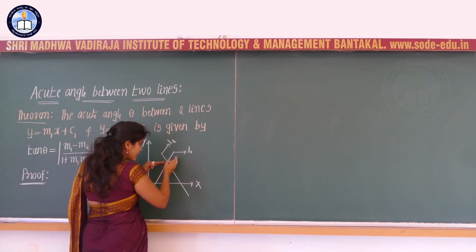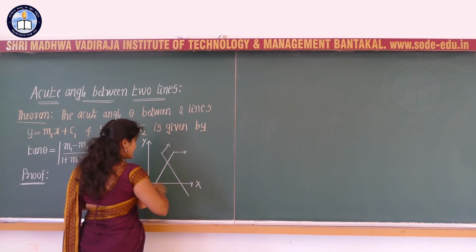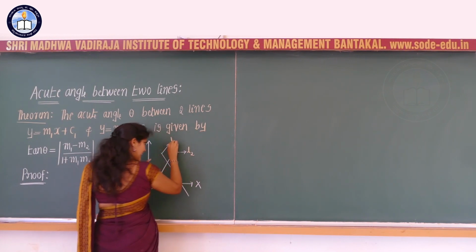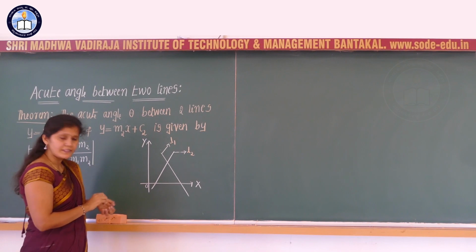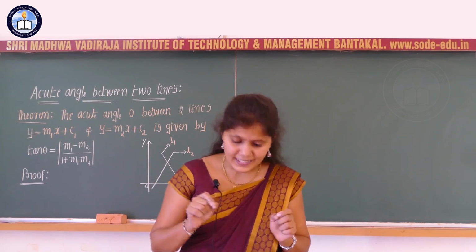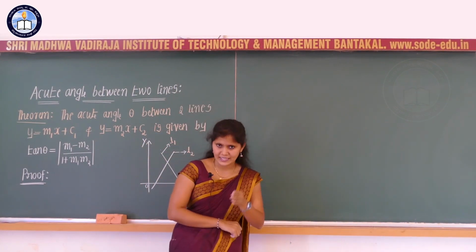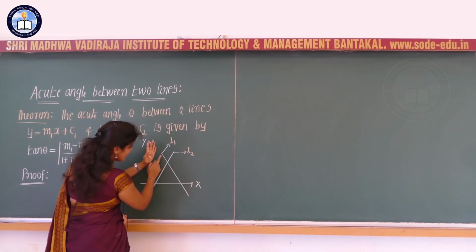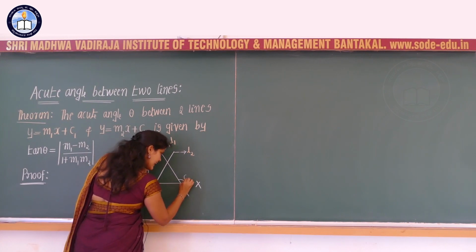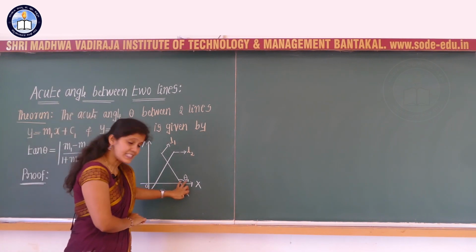Now let us consider the inclination of the line L1. I will consider the two lines as L2 and L1. What is meant by inclination of a line? Inclination of a line is the angle made by the line with the positive direction of the x axis, clear? So the angle made by the line L1 with the positive direction of the x axis, I will consider as theta 1.